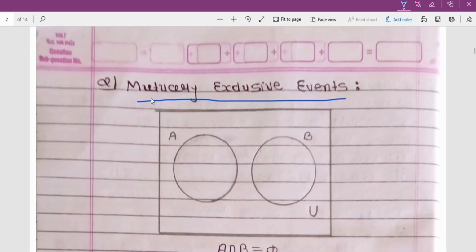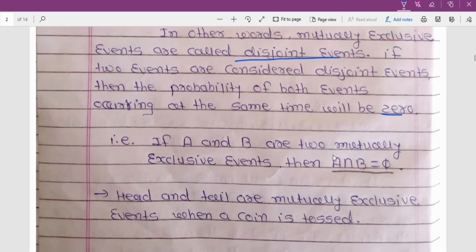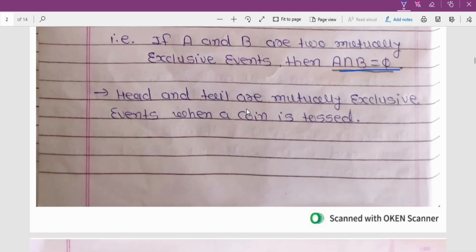Now we can see the diagram. In probability theory, two events are said to be mutually exclusive if they cannot occur at the same time or simultaneously. In other words, mutually exclusive events are called disjoint events. If two events are disjoint, then the probability of both events occurring at the same time will be zero. That is, if A and B are two mutually exclusive events, then A intersection B equals null. Next point, head and tail are mutually exclusive events when a coin is tossed.